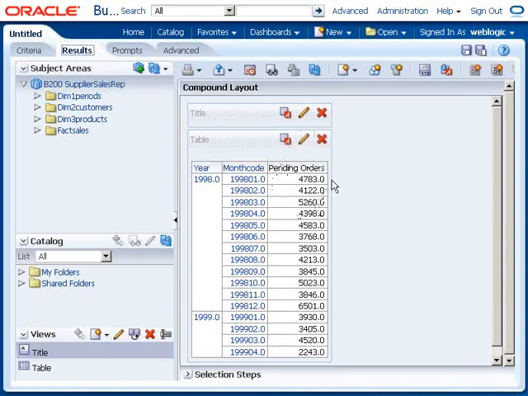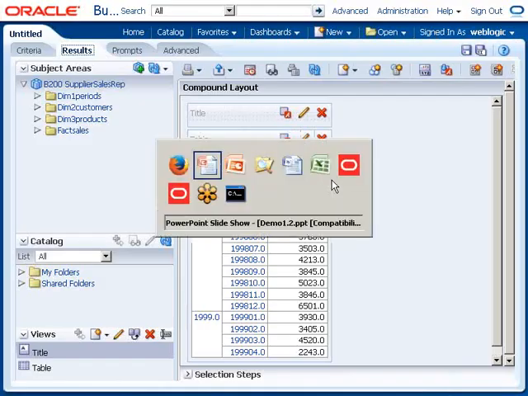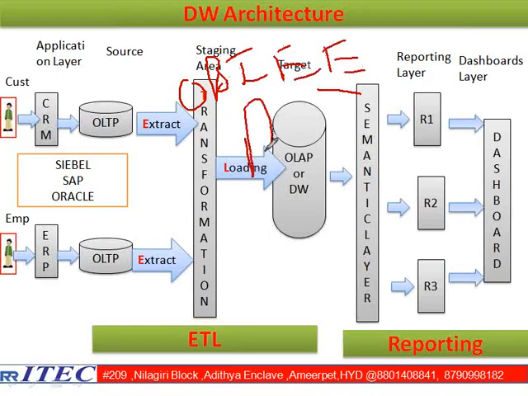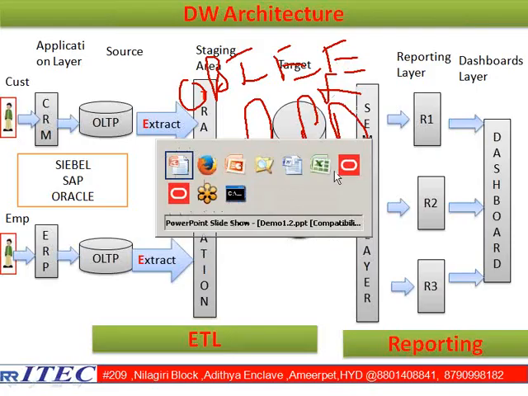That's the reason any BI tool you take has a semantic layer, but in different tools it is called by different names. For example, in OBIEE the semantic layer is known as RPD. RPD stands for repository file. The repository file is stored with the extension RPD.